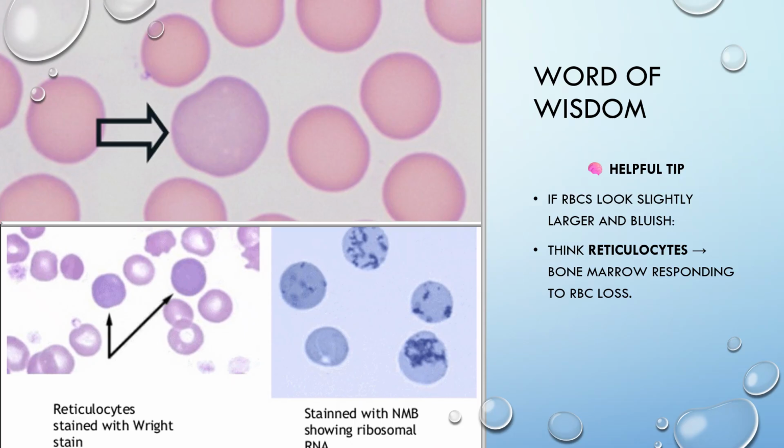And here's the practical takeaway for you as future laboratory professionals. Always pay attention to subtle changes in cell color and size. Those small details often provide important clues about what the bone marrow is doing behind the scenes. In hematology, the microscope isn't just showing you cells, it's showing you the physiology of the patient in real time.